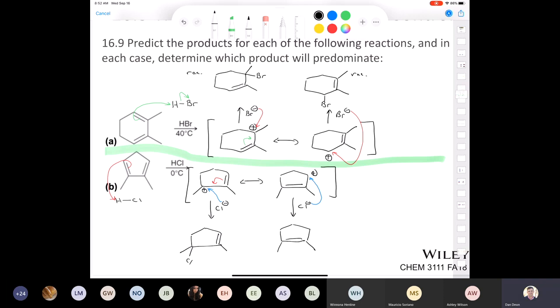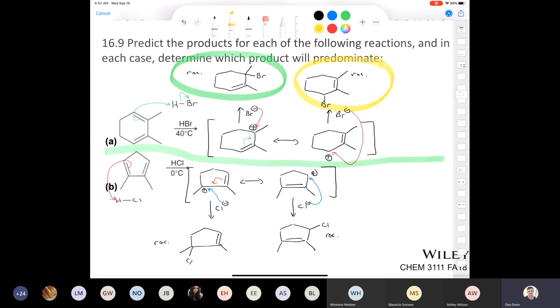I didn't answer all the questions, though, did I? Because it's asking us which one is going to be the major product. Okay, well, let's look at the reaction on the top first. So I guess I should point out that this will be racemic. And then this will be racemic. Okay, let's look at the two products on the top. I'll circle them in green. I have this product. I'll circle one in green and one in yellow.